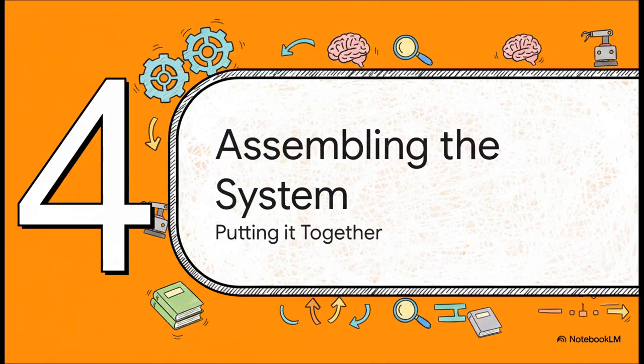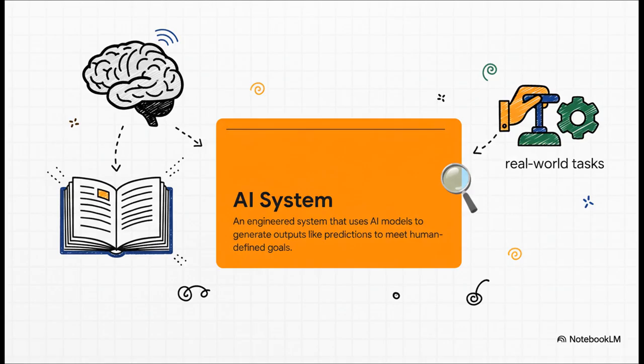Now for the exciting part. We have our 3 blocks: the foundation brain, the knowledge library, and the action-oriented hands. Let's see what happens when we assemble them into a complete AI system. So what exactly is an AI system? Well, as you can see, it's not just the AI model itself. It's the complete engineered application, the whole shebang, that uses these blocks as components to achieve a specific goal. In other words, it's the whole product that you actually use.